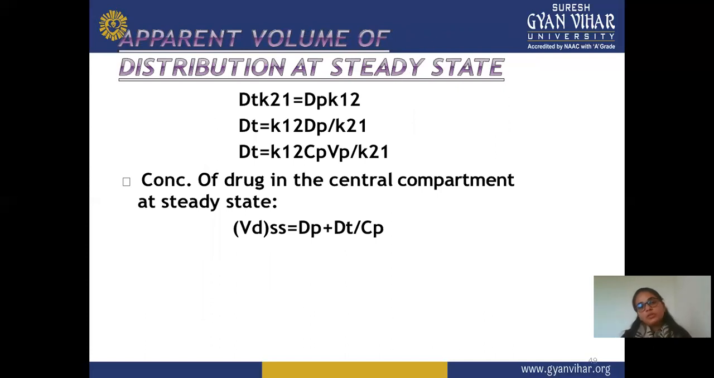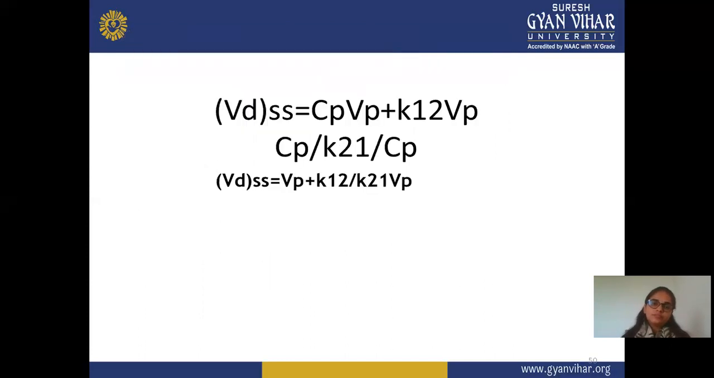Next is apparent volume of distribution at steady state. Dt is equal to k12 Dp divided by k21, and Dt is equal to k12 Cp Vp divided by k21. The concentration of drug in the central compartment at steady state, the volume of distribution at steady state, is equal to Dp plus Dt divided by Cp.